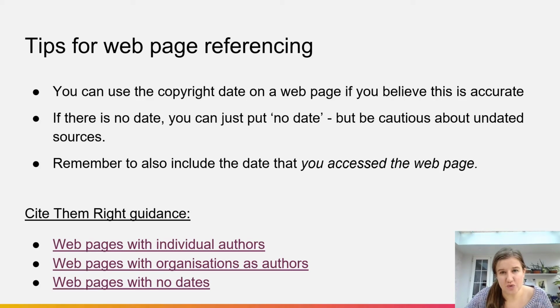If you're not sure, or if you can't find a date, you can write the words "no date". Do be cautious about that, because if you don't know what date something was published, then you don't know how up to date the information is. So that's the point where you might want to compare it to other sources to see if it still seems to be accurate.